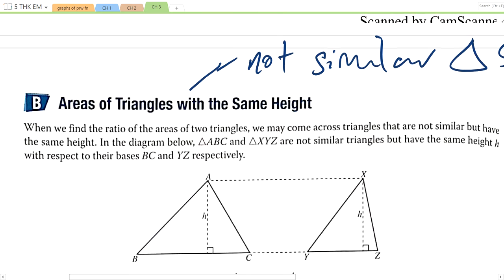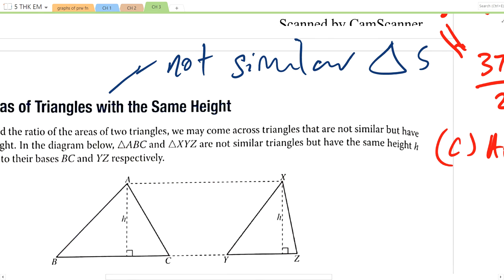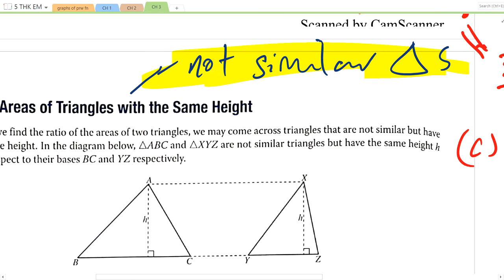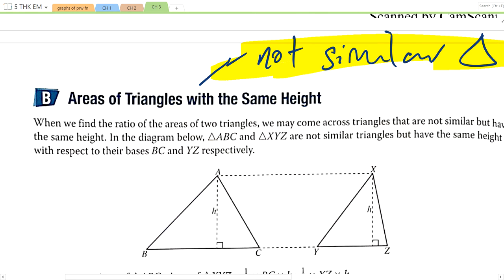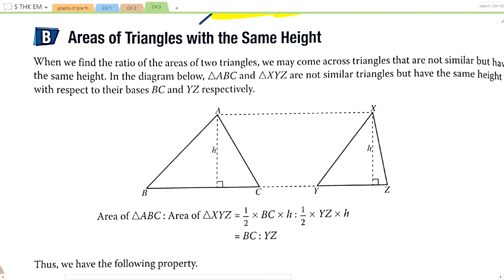Triangles with the same height. I want you to include this over here at the top of your textbook. They are not similar triangles. Okay, because for similar triangles, you already know how to find the ratio of area. Just square them, right? For similar triangles, square the ratio of sides. But this time, what happens if I have triangles with the same height but they are not similar triangles?